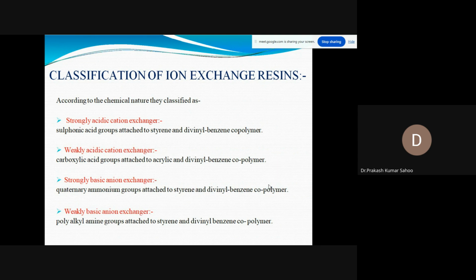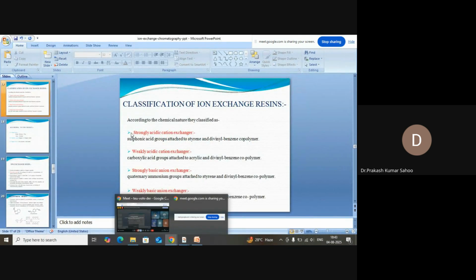So, classification of ion exchange resin. Ion exchange resin may be of many types, like the strongly acidic cationic exchanger. These are made up of sulfonic acid groups. Sulfonic acid means the molecule which contains the SO3H functional group. These are known as sulfonic acid groups, attached to styrene. Styrene is a benzene ring containing a CH double bond CH2. Styrene.